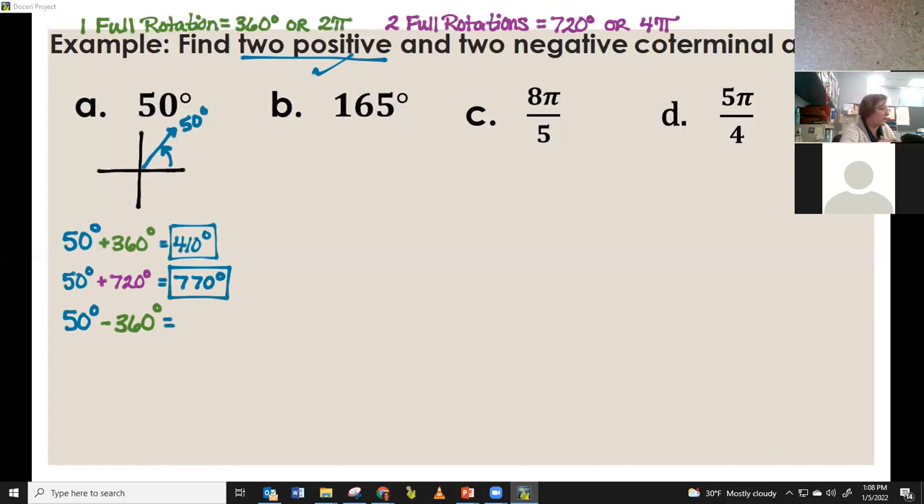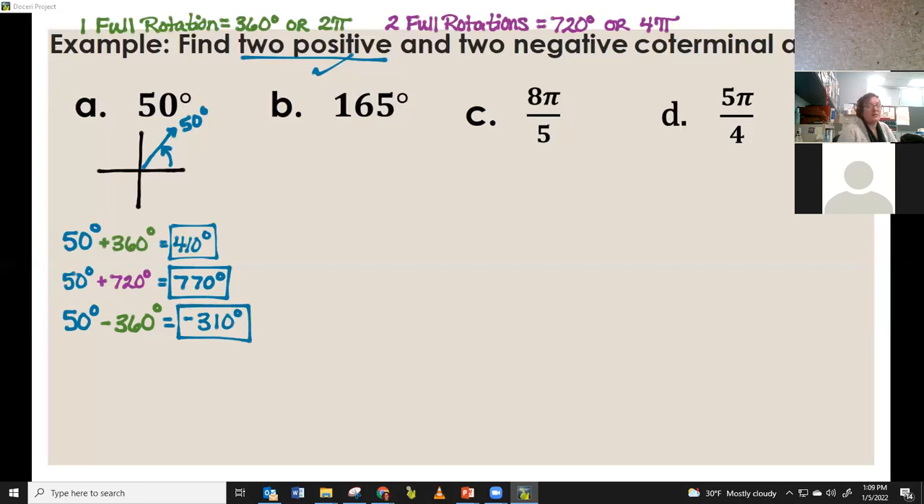And so that would give me what? What would a negative coterminal angle be? Negative 310 degrees, yes. Love it. Oh, I forgot the negative. Oops. I wrote the 310 part, but not the negative part. There we go. All better now.